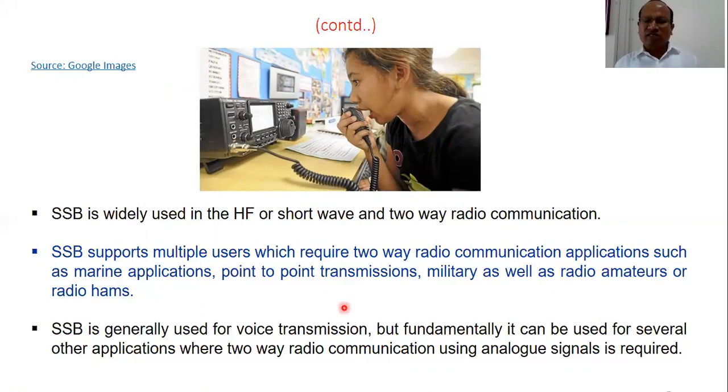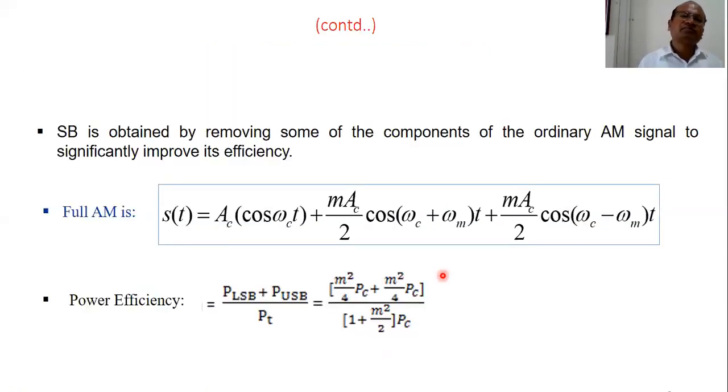It is generally used for voice transmission because in voice transmission, the quality of sound plays a significant role. But fundamentally, it can be used for several other applications as well, like radio communication using analog signal, military applications, and many others. But it is generally used for voice communication systems. Now, how can we obtain the expression for SSB? SSB is obtained by removing some of the components of the ordinary AM signal to significantly improve the efficiency.